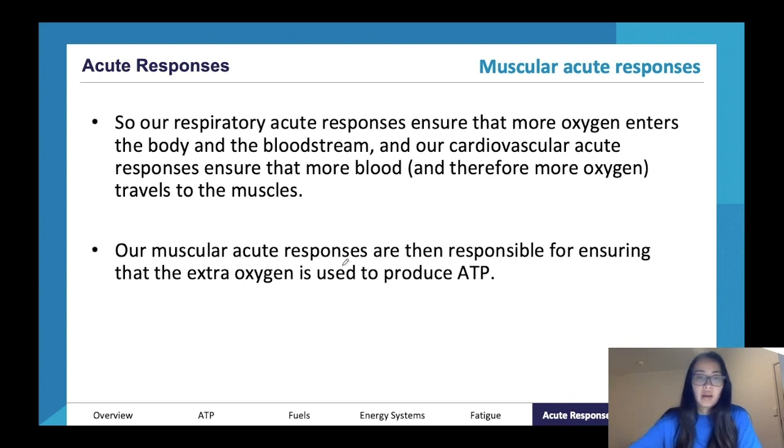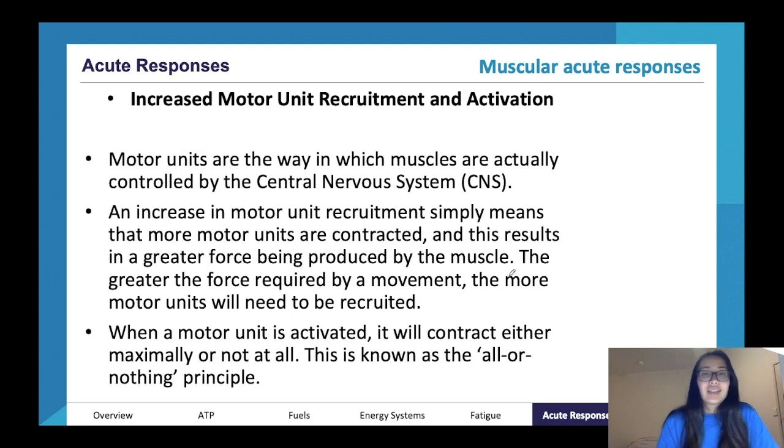So our muscular acute responses are then responsible for ensuring that the extra oxygen is used to produce ATP. Okay? This is a big one, especially if you've never come across this phrase before. Increased motor unit recruitment and activation. So motor units are the way in which muscles are actually controlled by the central nervous system. So an increase in motor unit recruitment simply means that more motor units are contracted, and this results in a greater force being produced by the muscles. The greater the force required by a movement, the more motor units will need to be recruited.